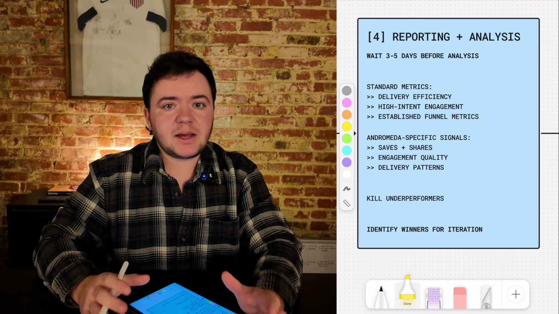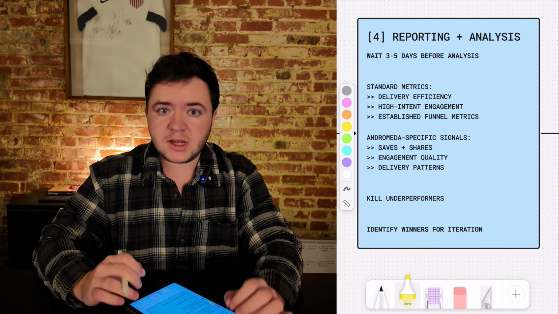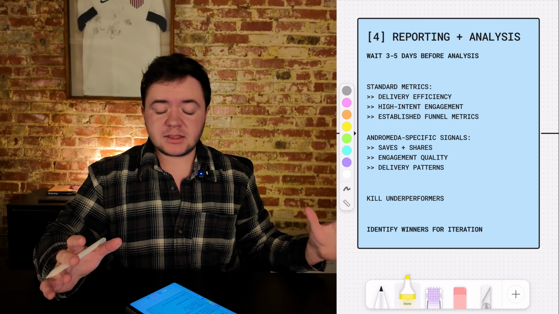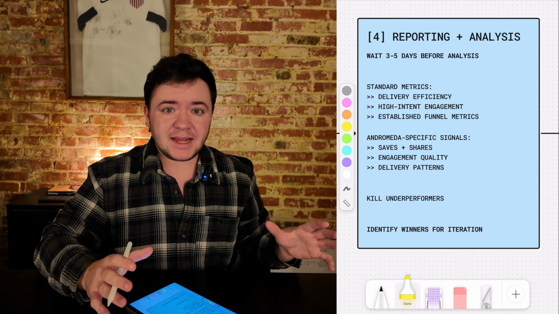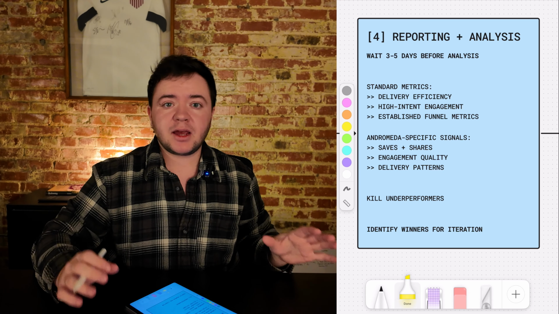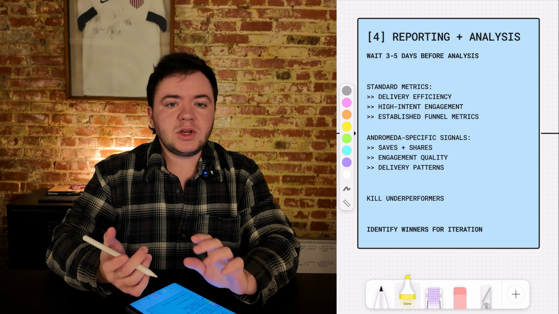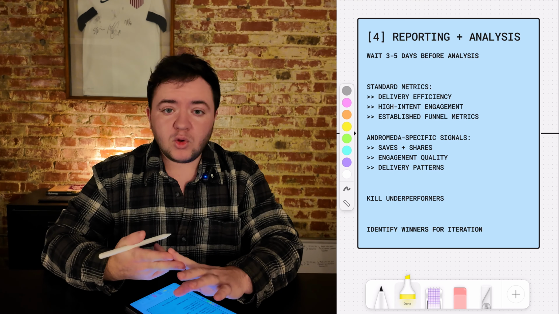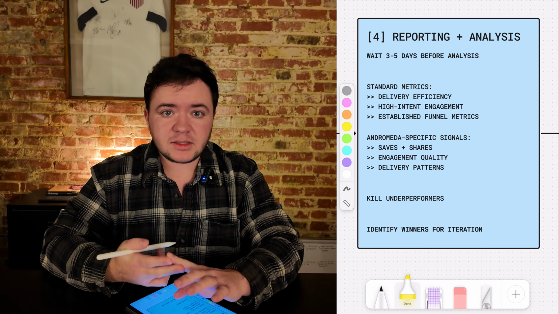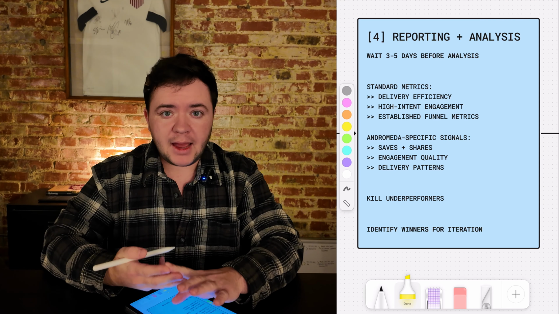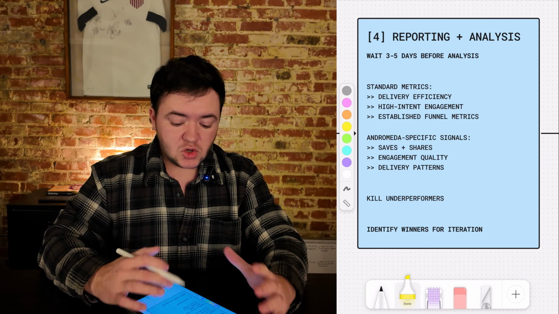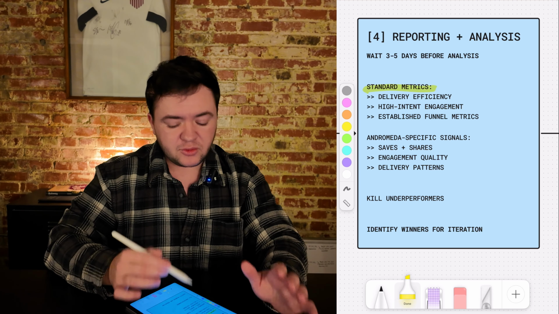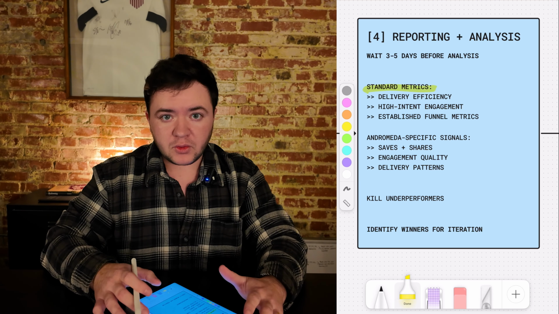Now let's dig into step 4, the actual reporting and analysis. That previous step was just keeping an eye on things. But now, about 3 to 5 days after these ads have launched, it's time to do the proper reporting. This window allows for statistical significance and engagement metrics, multiple delivery cycles and audience exposure, and clear pattern identification. And when we get into analyzing the ads, it's important that we don't just focus on standard metrics. We need to look a bit further.